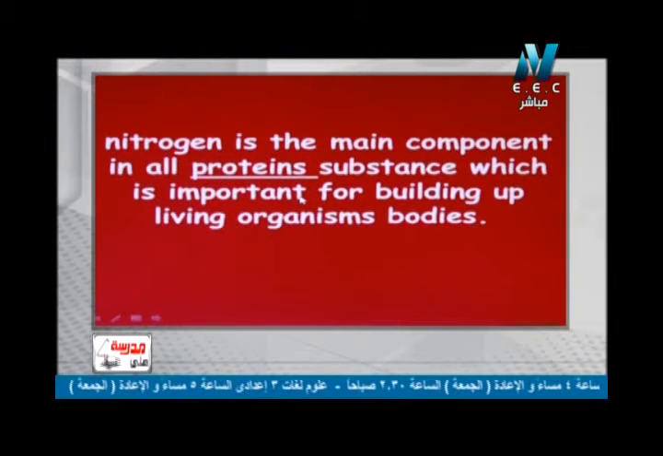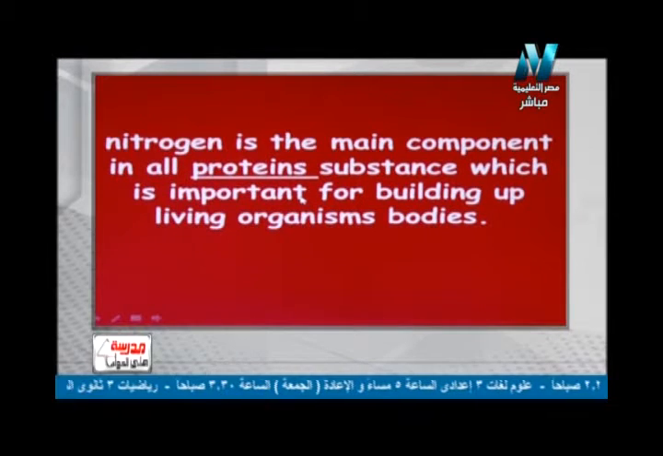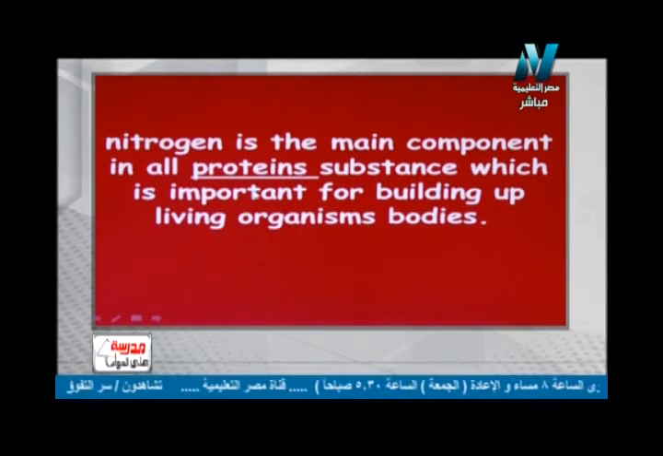How? Nitrogen is the main component in all proteins. هو المركب الرئيسي أو المكون الرئيسي لكل البروتينات which is important for building up living organisms bodies. وده مهم جدا لبناء أجسام الكائنات الحية. طب إزاي بنحصل على البروتين؟ عن طريق أي legumes أي نباتات بقولية أو أي meat أو أي dairy products منتجات ألبان. So they contain protein and also they contain nitrogen gas.